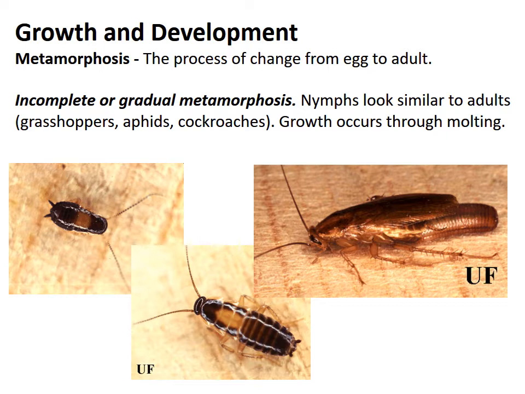It shed its skin once or twice. And then the adult on the right-hand side looks very similar to the immature ones, but of course it's larger and it has wings also.